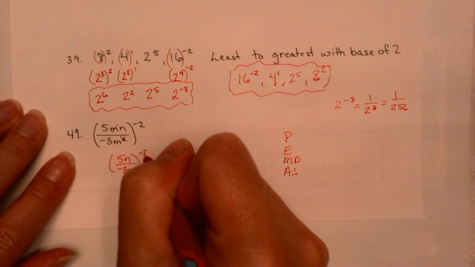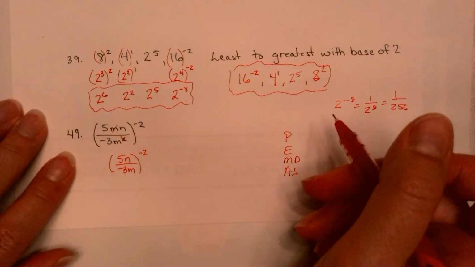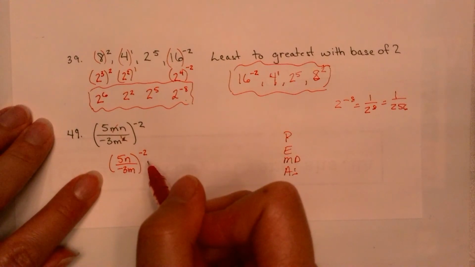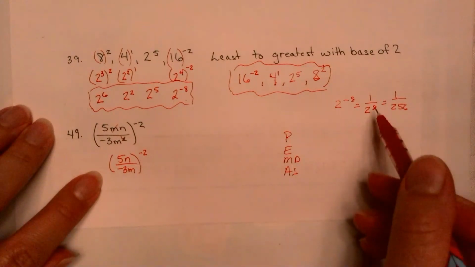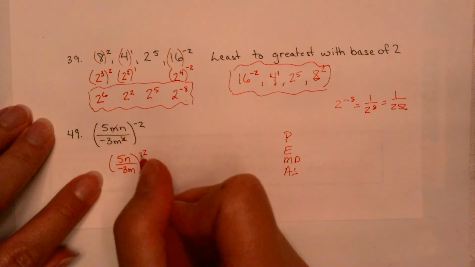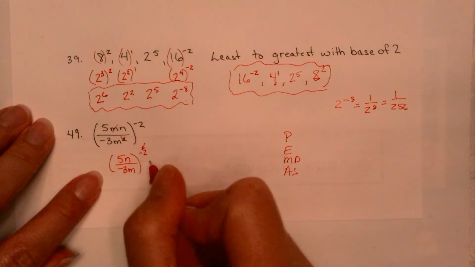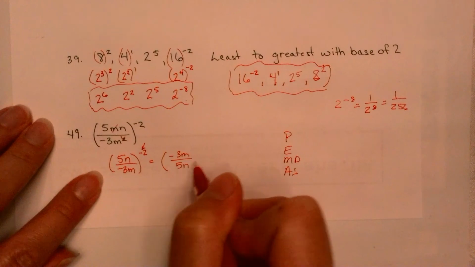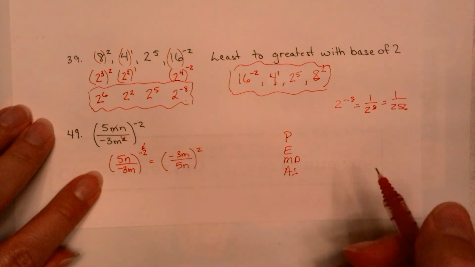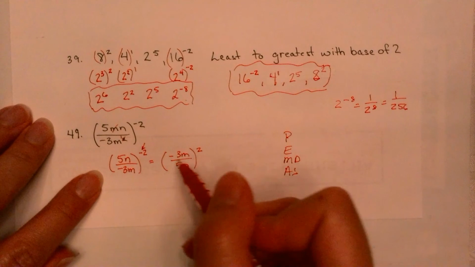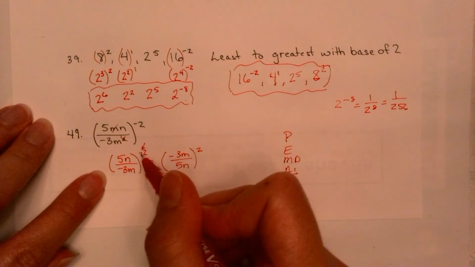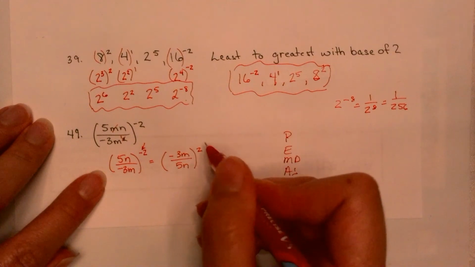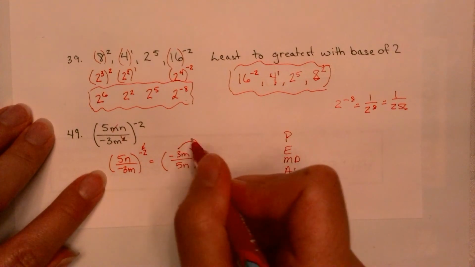power of negative 2. Now, before I distribute this, I really don't want to distribute a negative power, because a negative power means I'm going to have to flip it. So instead of distributing it, I want to deal with the negative sign first. And so that's going to leave me negative 3m over 5n, all to the power of positive 2. So again, none of that changed. The negative power only flipped everything inside. And now I'll distribute that too. Now don't forget, it has to go to everything, including that negative sign.